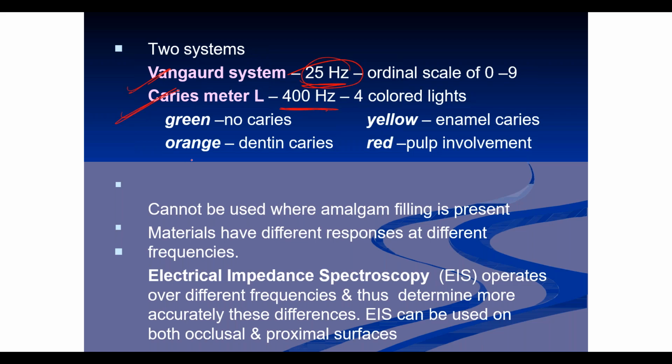So you get four colors. One is green, orange, yellow, and red. Green is no caries, orange is dentine caries, yellow is enamel caries, and red is pulp involvement.